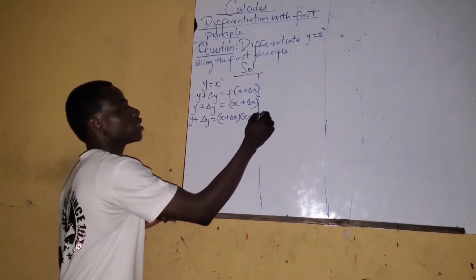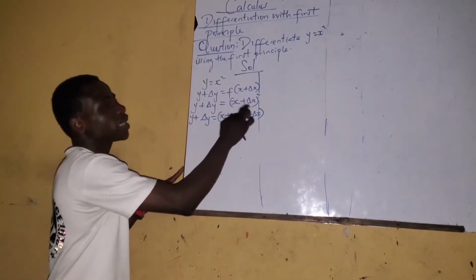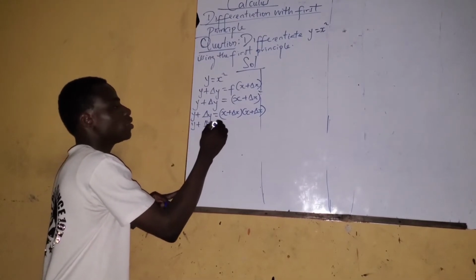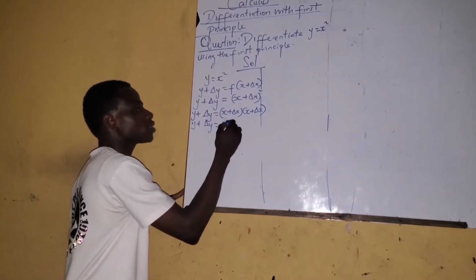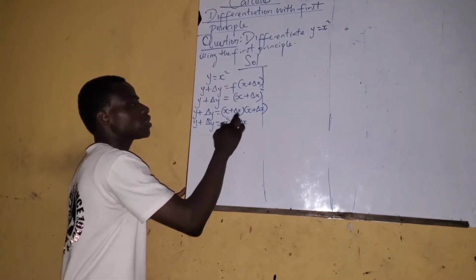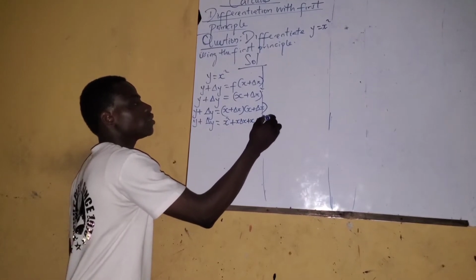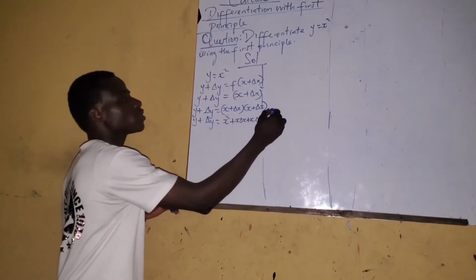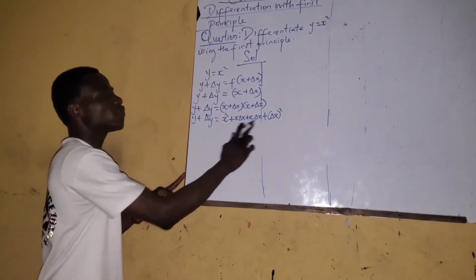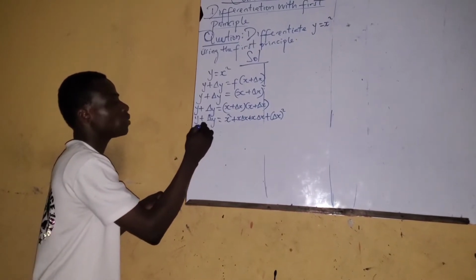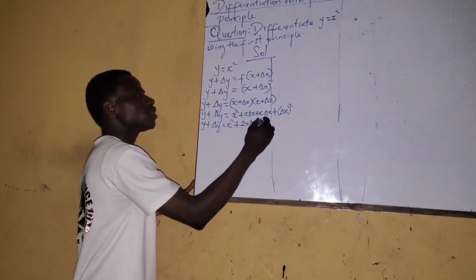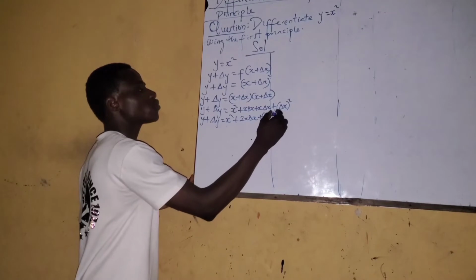So x plus delta x all squared, we want to expand it. So it will be y plus delta y equals x times x will give us x squared. Then x times this will give us plus x delta x. This times this plus x delta x. Then plus delta x times delta x will give us delta x all squared. So at this point we have like terms to give us 2x delta x. So it will be y plus delta y is equal to x squared plus 2x delta x, then plus delta x all squared.